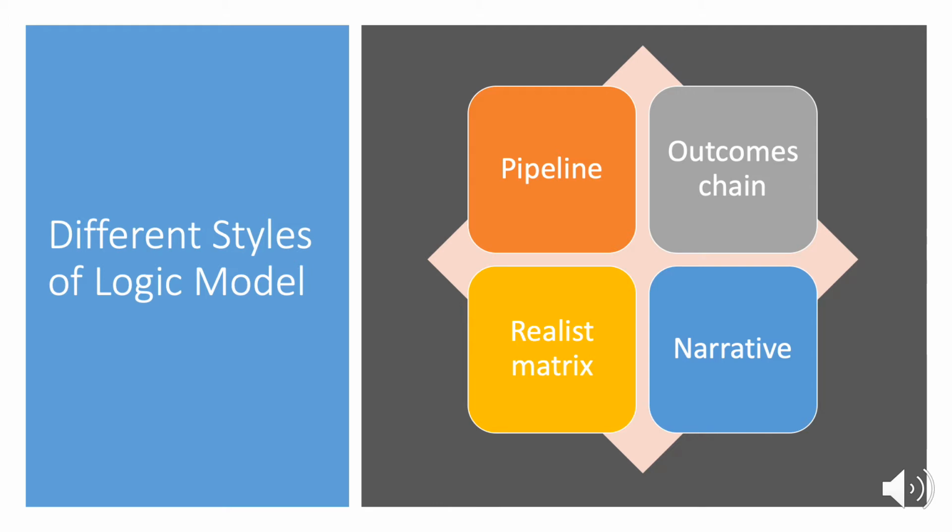Basically, a logic model is a visual representation of your program and how it works. The book focuses on 4 different approaches: the pipeline model, the outcomes chain, the realist matrix, and a narrative logic model. Although these are models to start with, they are not absolutes. There are certainly other ways to do a logic model, and some aspects of them can be combined as necessary. However, these are just some key designs that might be useful in helping your thinking about your program.